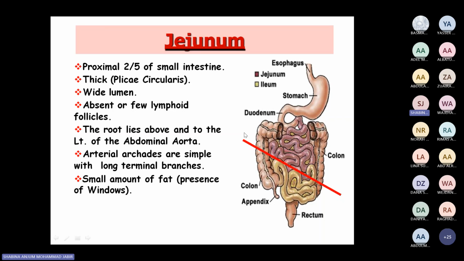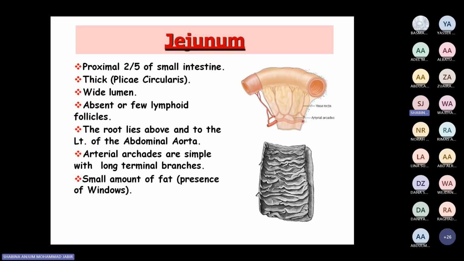Its root will be above and to the left side of the abdominal aorta. Now the arterial arcades are simple and long terminal branches, and it will have a small amount of fat. Okay, so what does this mean by small arcades or large terminal branches?